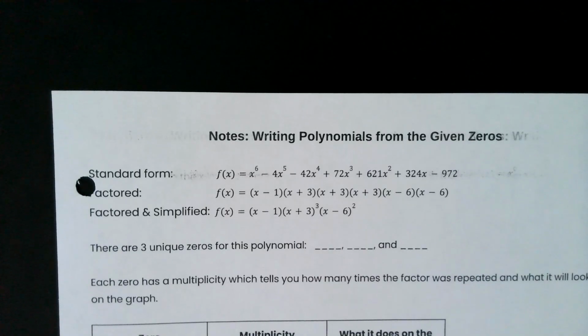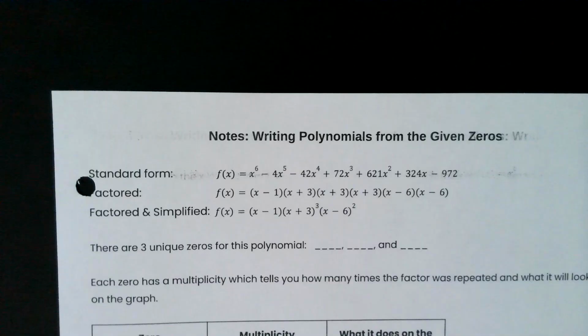Now, none of the ones that we're going to do are going to be anywhere close to this size. So the fact that you saw one that's like x to the 6th and it goes on forever, that's not what we're going to do. However, I came up with this one myself. I just picked zeros, and then I wanted to have some with some exponents on them, just so I could show you some stuff.